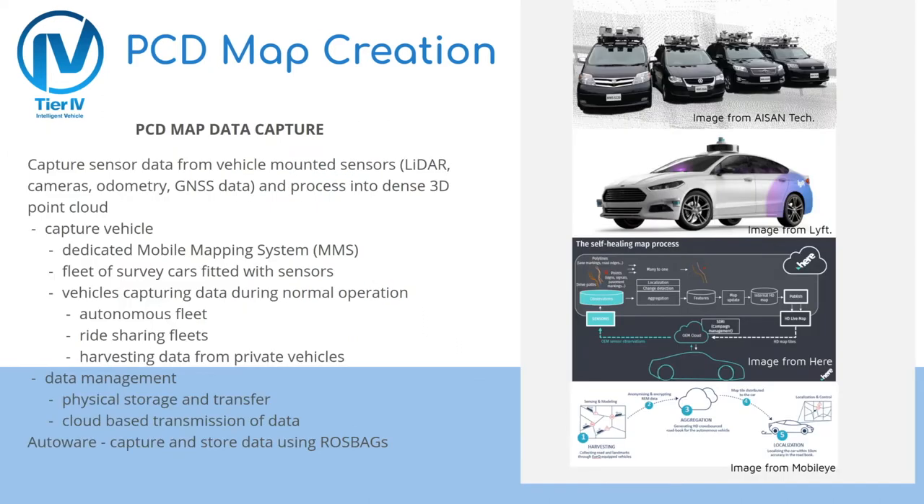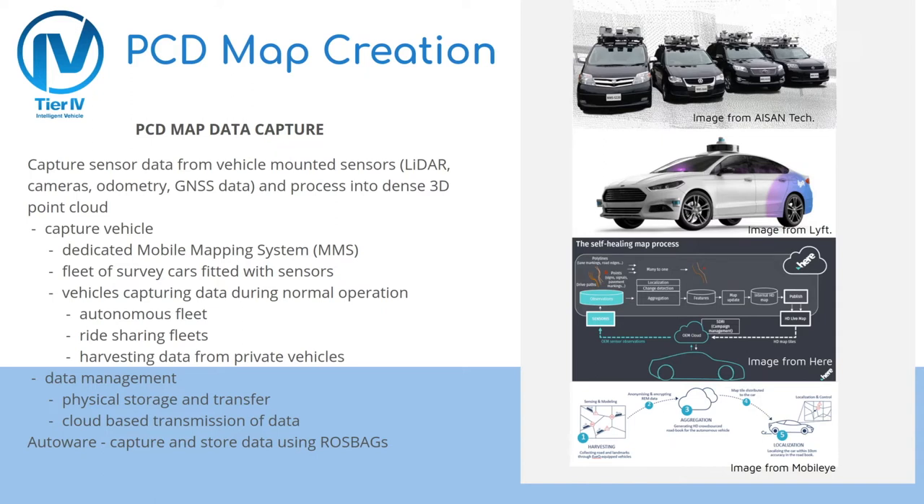The first step in the creation of PCD point cloud maps is the capture of sensor data from which to generate the dense 3D maps. To do this, typically vehicles mounted with LiDARs, cameras, odometry, GNSS, and inertial sensors are driven through the environment to be mapped, and the sensor data is recorded to process offline. The captured vehicle can either be part of a dedicated mobile mapping system fleet, such as those from ISON Technology pictured at top right, or a fleet of survey cars fitted with sensors such as for Google Maps.